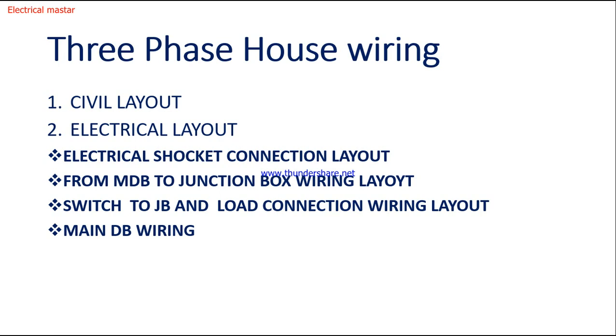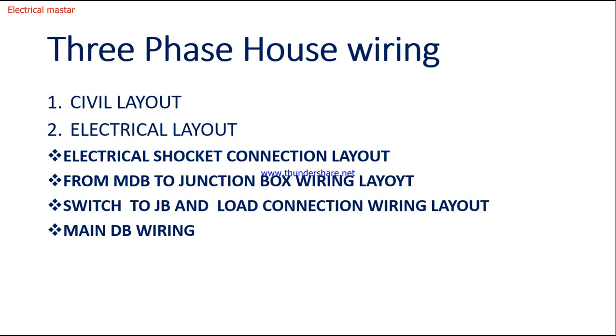For doing the house wiring, we need some document preparation before we start the process. First we need the civil layout, like the housing plan. Second we need the electrical layout. From the civil layout we can easily prepare the electrical layout. In this electrical layout drawing, there are four things we need to make.